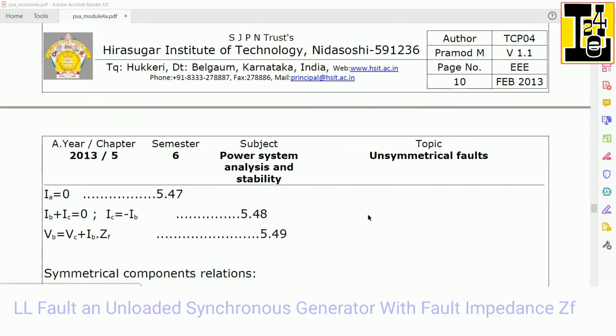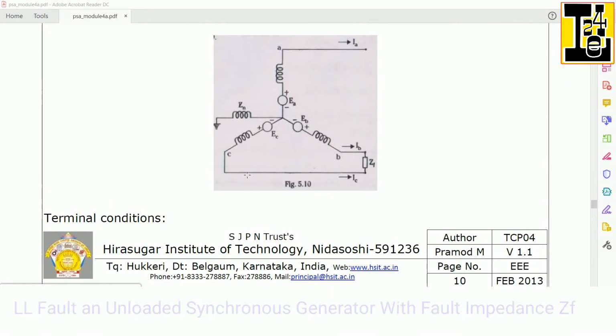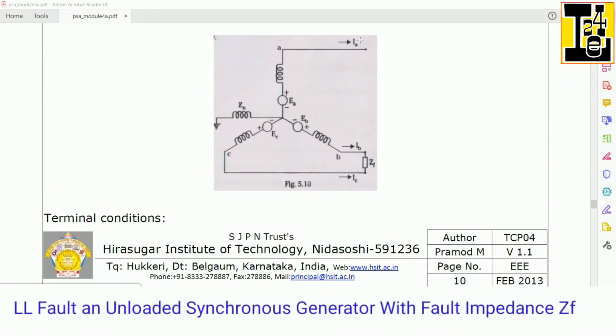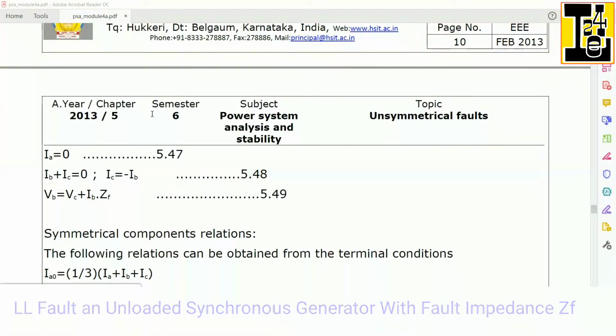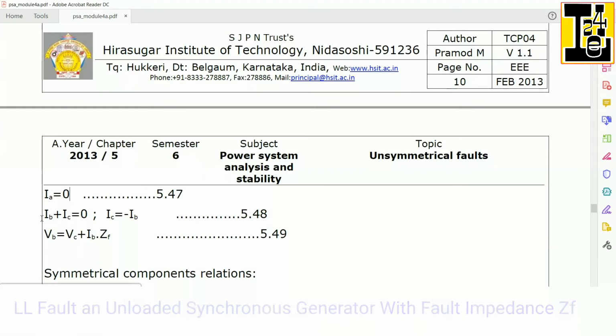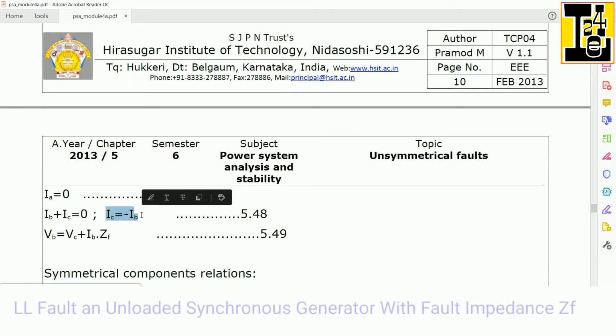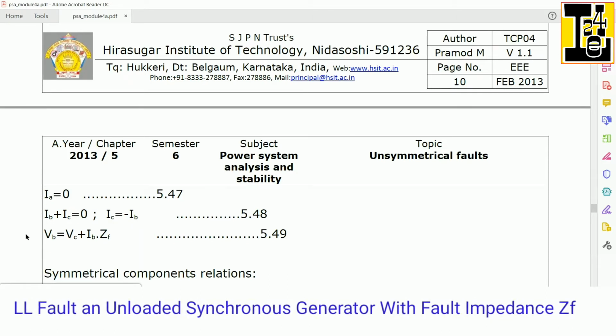Then the terminal conditions for such a fault are, as the fault is taking place between B and C, the other line current IA is equal to 0. As both the currents IB and IC are flowing opposite to each other through ZF, IB plus IC is equal to 0, so IC is equal to minus IB. This is the second terminal condition.